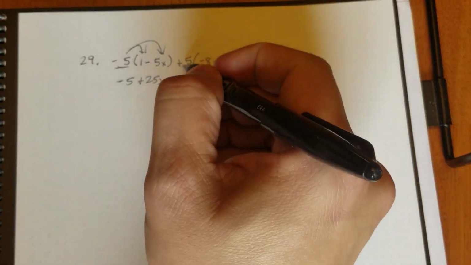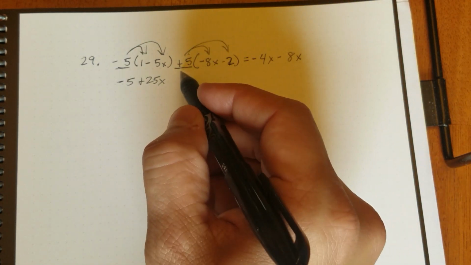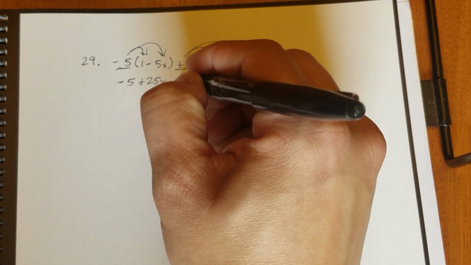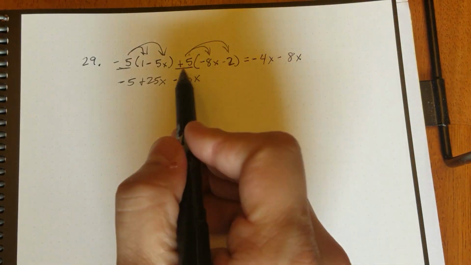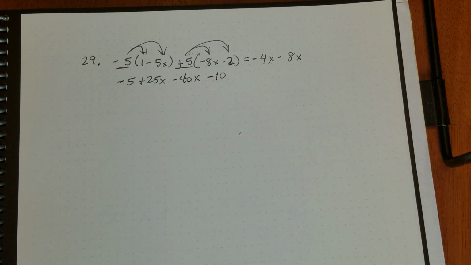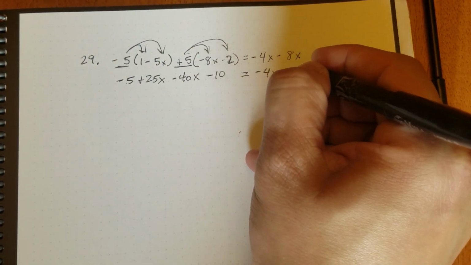I also can distribute here. This is a positive 5. So positive 5 times negative 8x is negative 40x. Positive 5 times negative 2 is negative 10. And the equal sign comes down, negative 4x comes down, negative 8x comes down.